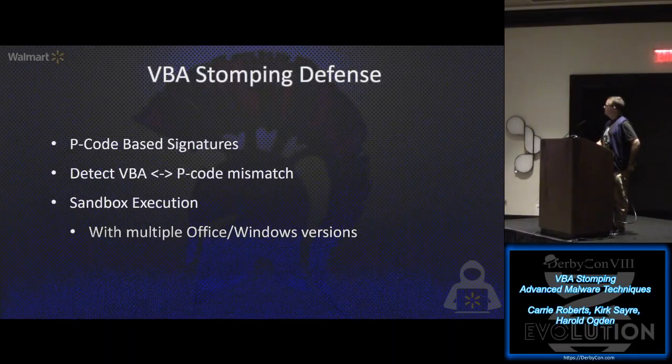Then here's the obvious one for dealing with VBA stomping: if it has not been stomped, the VBA source code in there should match up with the Pcode, and if they don't, that throws up a big red flag. And then finally, the end goal of the attacker is to actually have something happen to accomplish their purposes.